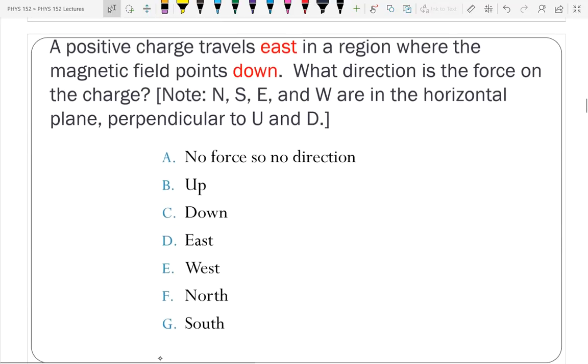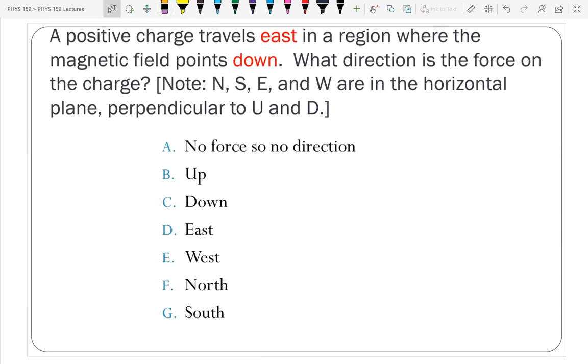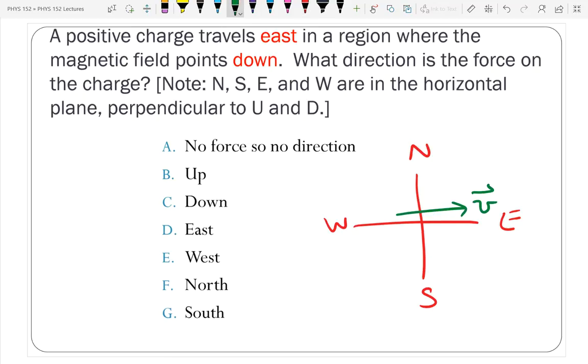So 3 questions, and then we'll do some samples. Question number 1. A positive charge travels east in a region where the magnetic field points down. Now I will draw a picture here while you're thinking this through. What direction is the force? So north, south, east, west. And so we have the positive charge travels east. So that's the direction of velocity. And the magnetic field points down.